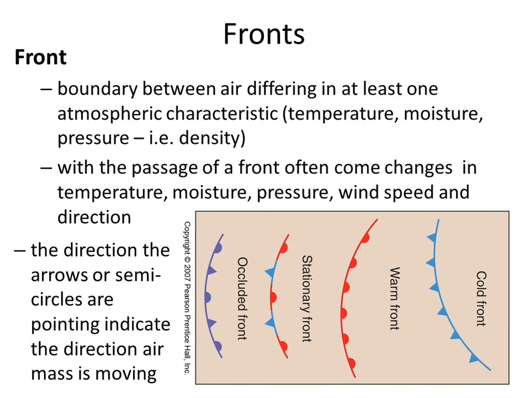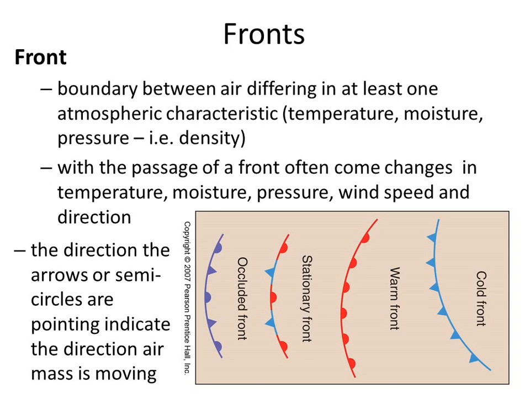And notice that they have a color, but they also have a symbol. We have triangles associated with a cold front, and semicircles with a warm front. A stationary front, you can see semicircles and triangles. And an occluded front has semicircles and triangles, but they're on the same side. So these are all the fronts.